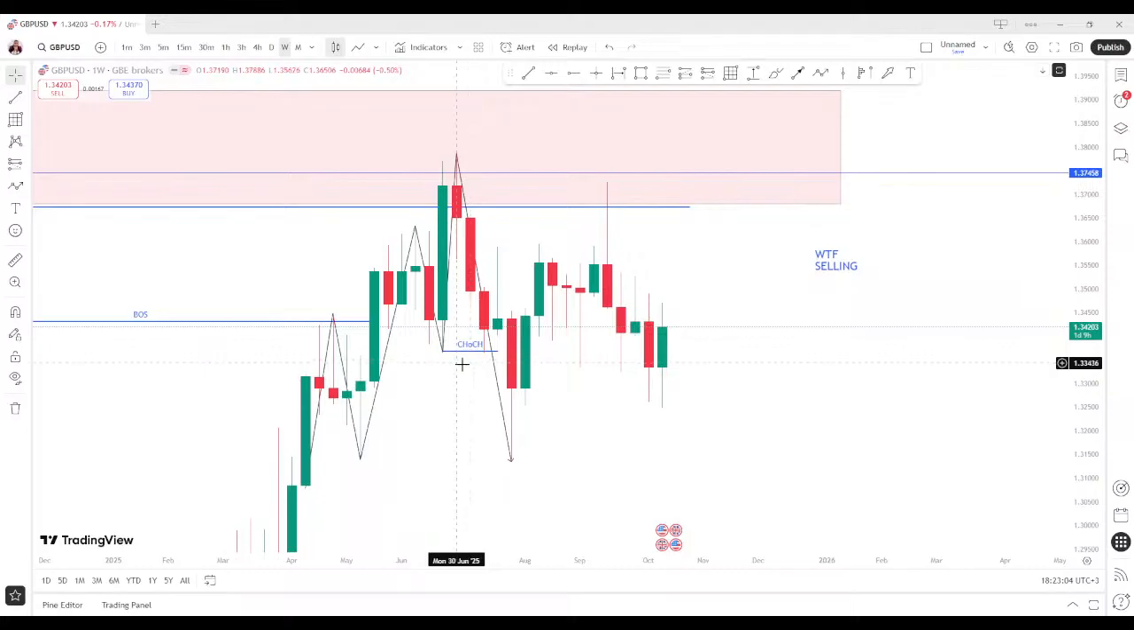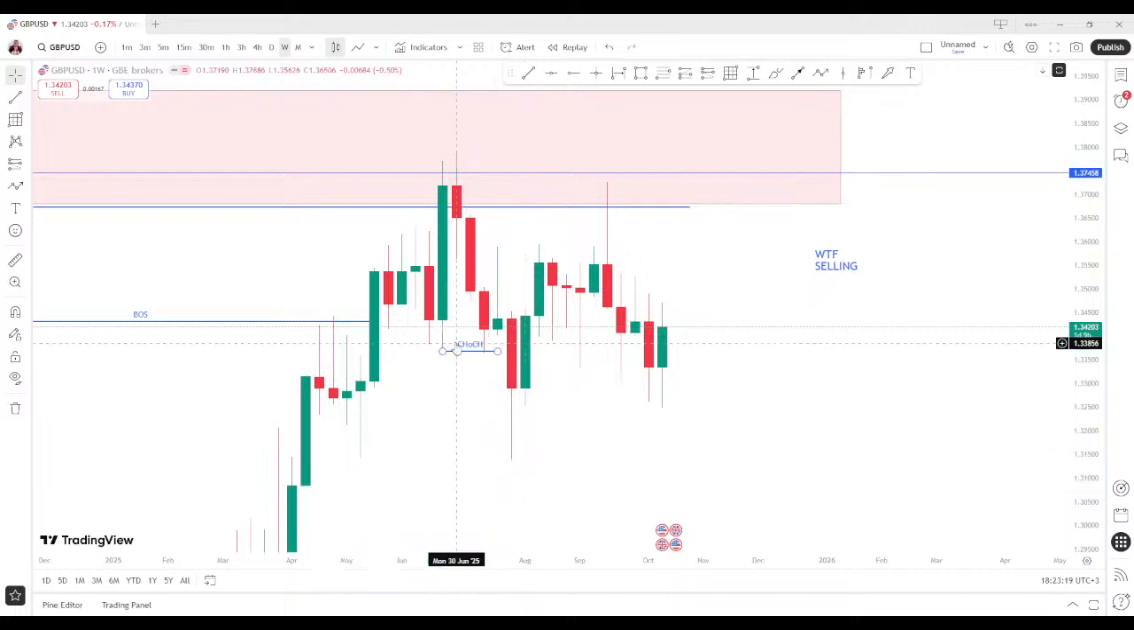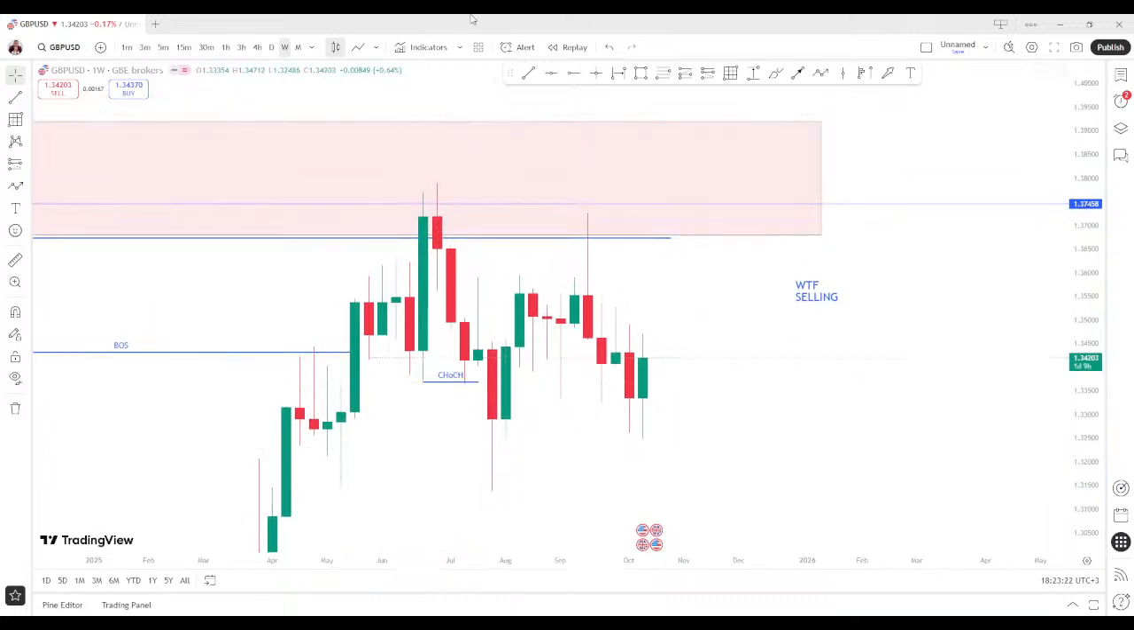Why are we selling? Because the market has changed character. It has taken the previous low. So we are supposed to be selling. So the question you need to ask yourself is, where are we selling from?